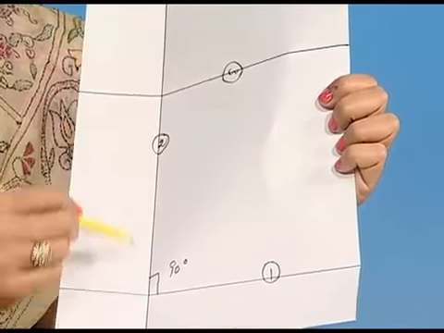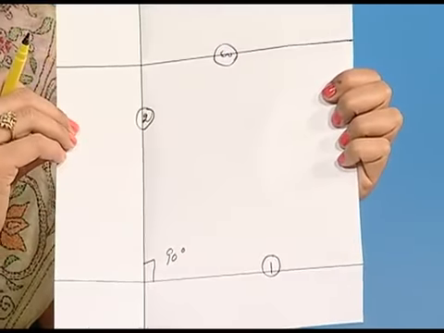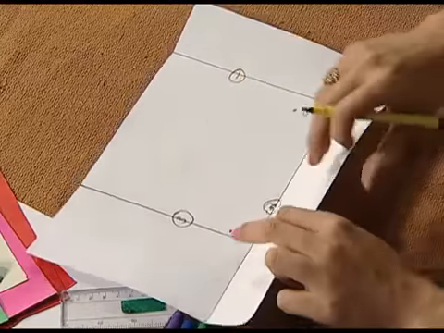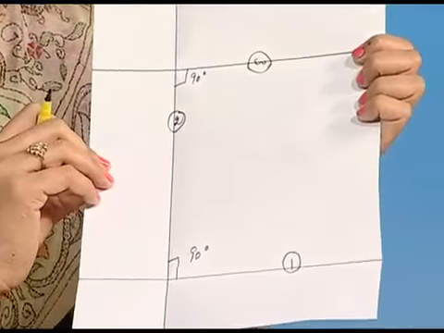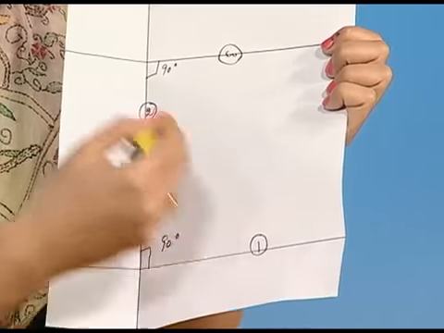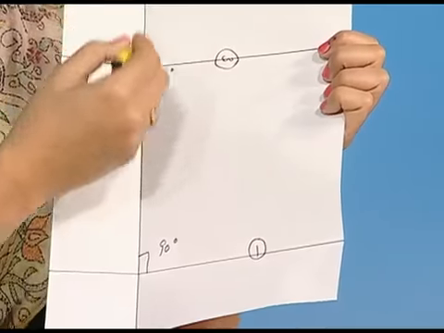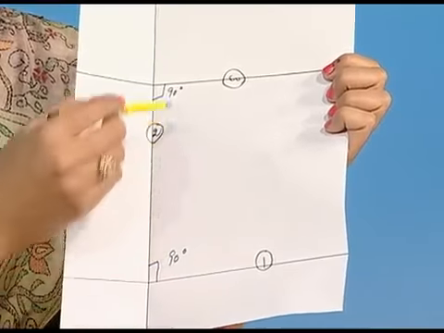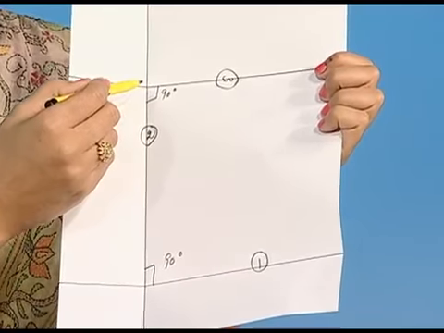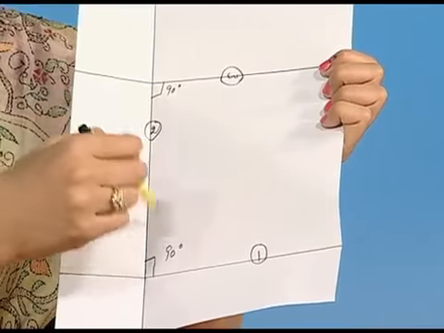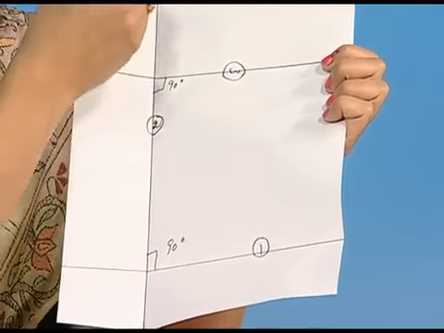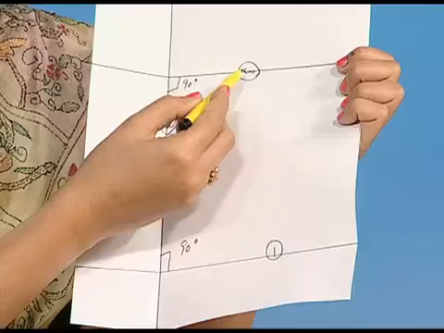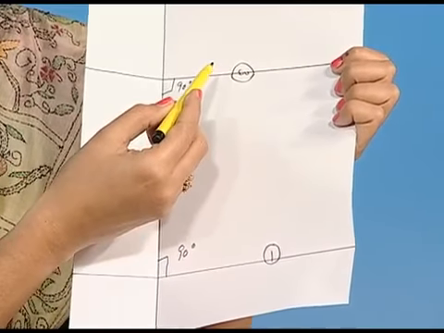Now creases 2 and 3 are perpendicular to each other. So this angle is also 90 degrees. Now observe this carefully. Line 1 and line 3, and line 2 is acting as a transversal. 90 degrees plus 90 degrees is 180 degrees, which is the sum of two interior angles on the same side of the transversal. So line 1 will be parallel to line 3.